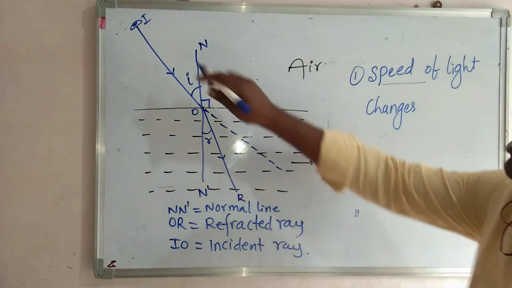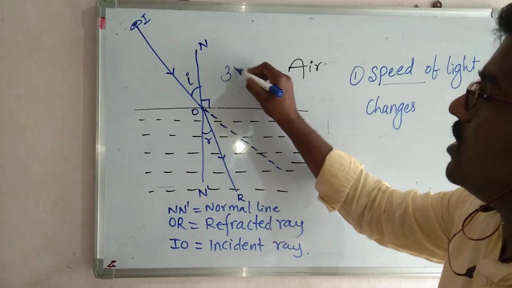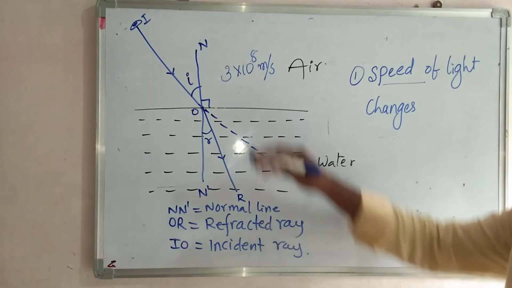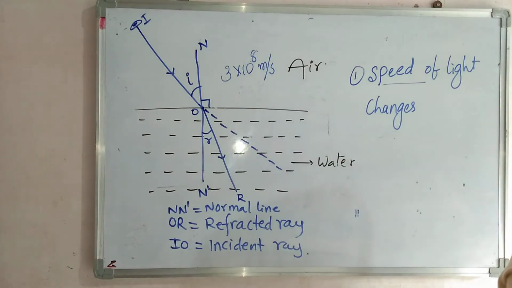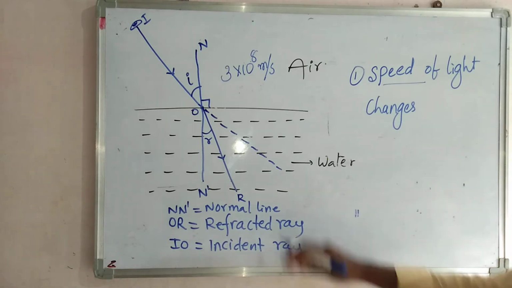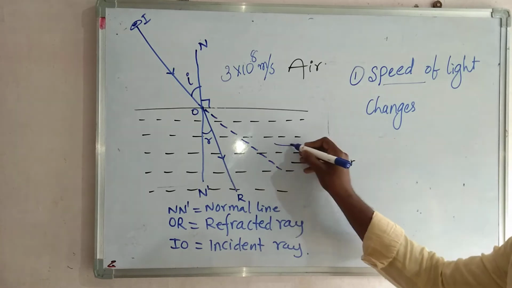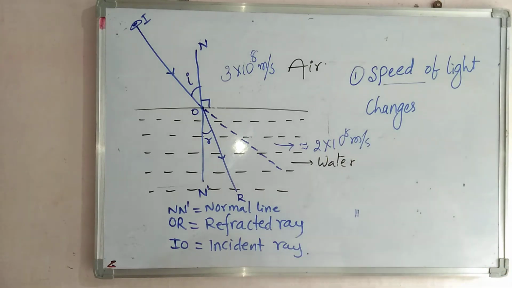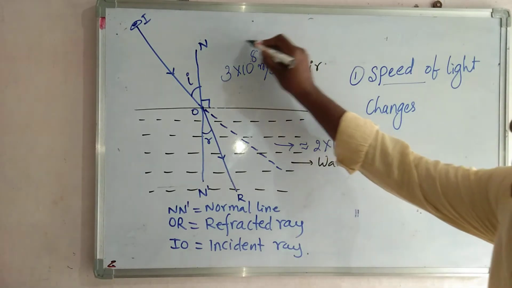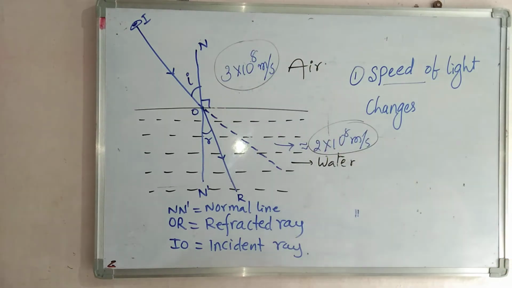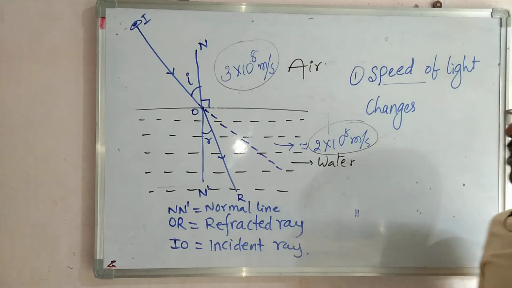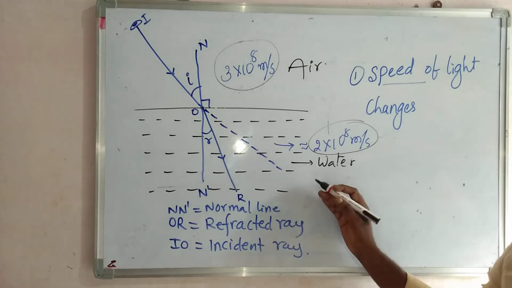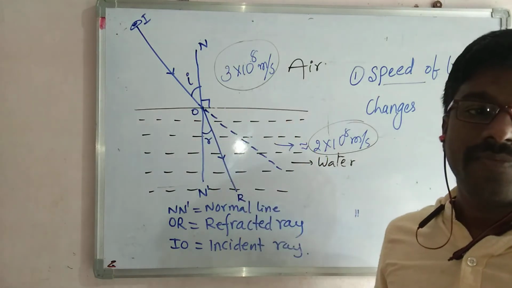Right? For example, when the light ray is moving in air, the speed of the light is 3 into 10 to the power 8 meters per second approximately. But when the light is moving through the water, the speed decreases to approximately 2 into 10 to the power of 8 meters per second. Because the speed changes, as the light ray slows down in water, it will move towards the normal.